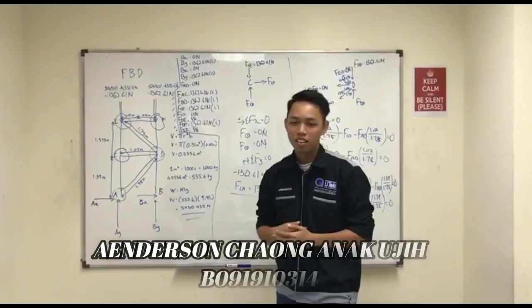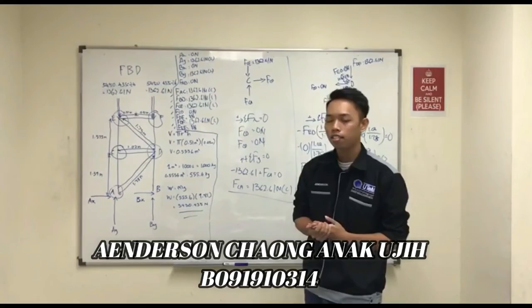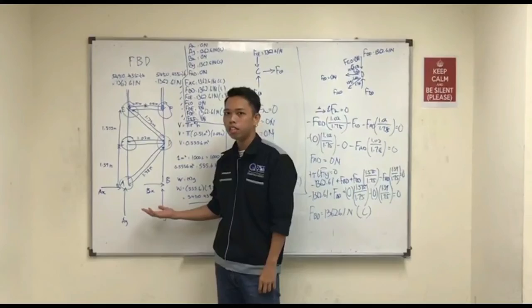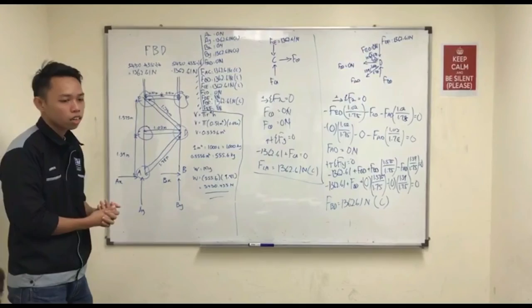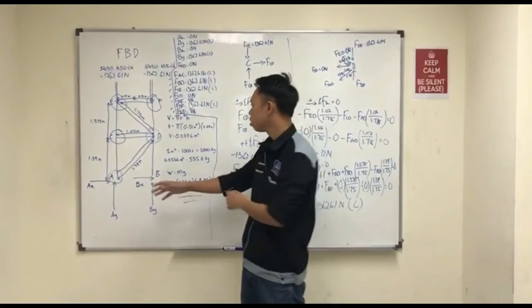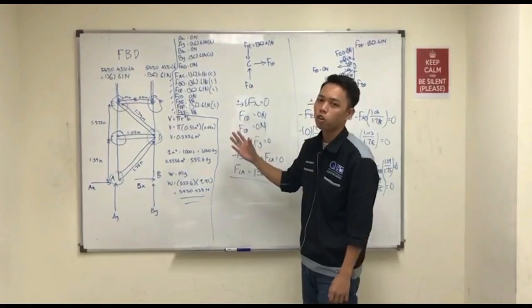From this mini project, we discussed and analyzed the result of the actual dimensions into the FBD, the free body diagram. From the FBD we use the equilibrium equations, and we are able to decide whether each joint or each part is compressed or tensile. That's all from our group. Thank you.